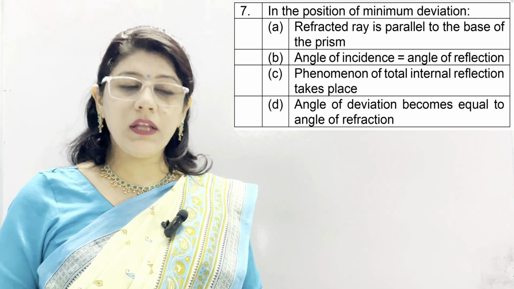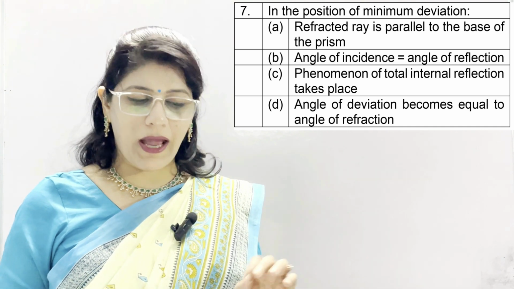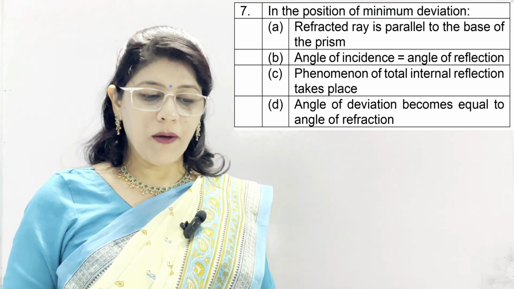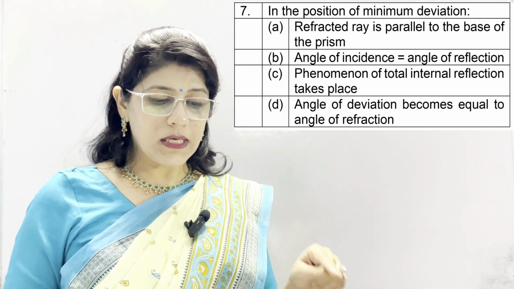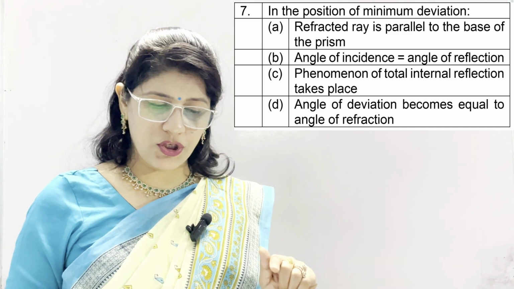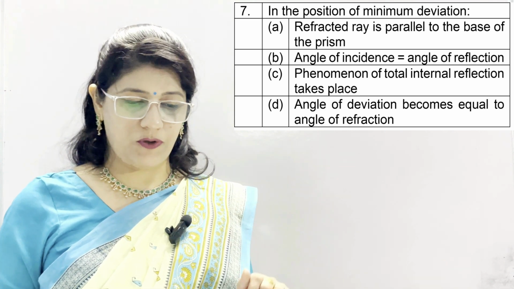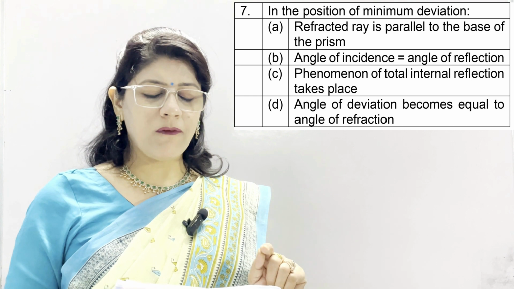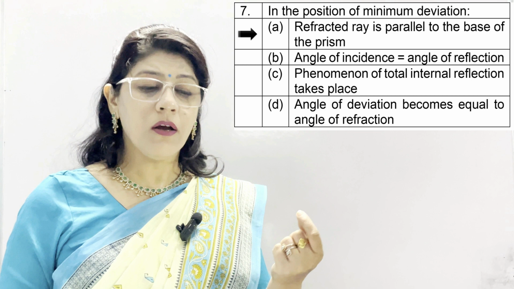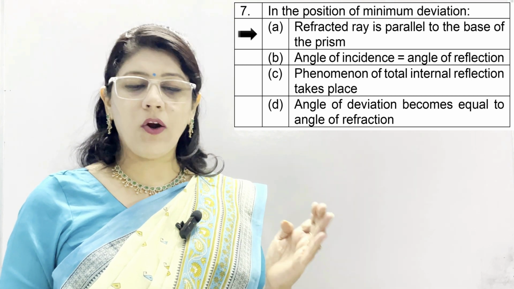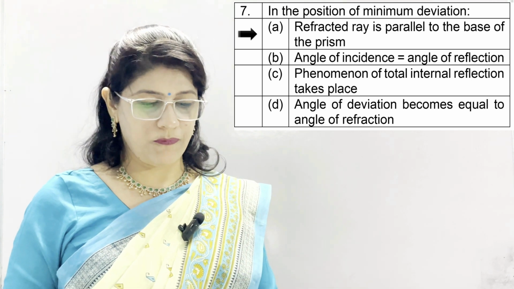Question number 7. In the position of minimum deviation, option A, refracted ray is parallel to the base of the prism. B is angle of incidence is equal to angle of reflection. C is phenomenon of total internal reflection taking place. D is angle of deviation becomes equal to angle of refraction. In the position of minimum deviation, correct option is A. Refracted ray is parallel to the base of the prism, and we know angle of incidence is equal to angle of emergence here, not angle of reflection.